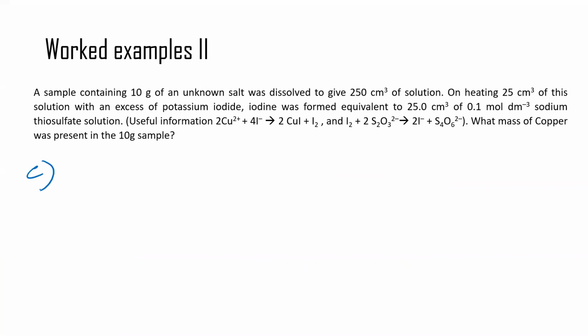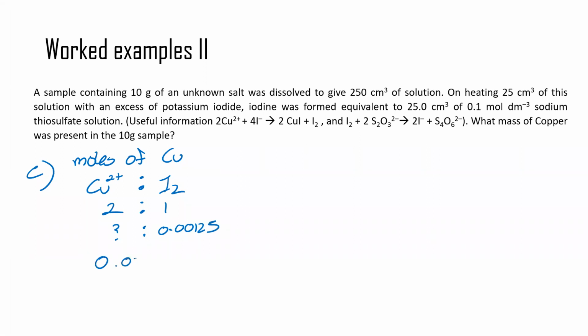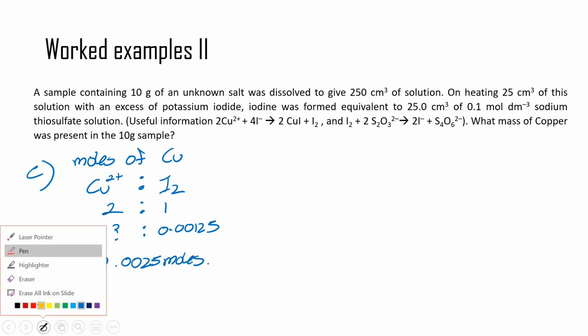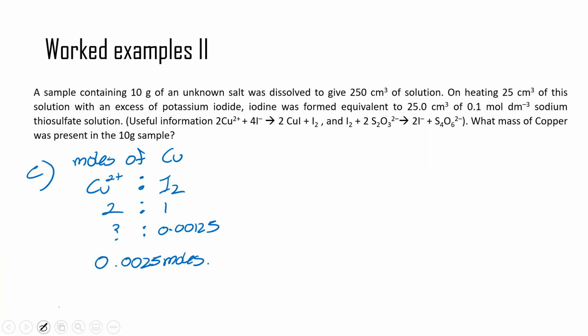And in C, okay, we can find the moles of copper. And Cu2+ to I2, the ratio will be 2:1. So how many to 0.00125? And this would be 0.0025 moles. And from here on, we can just find the moles in the original sample.